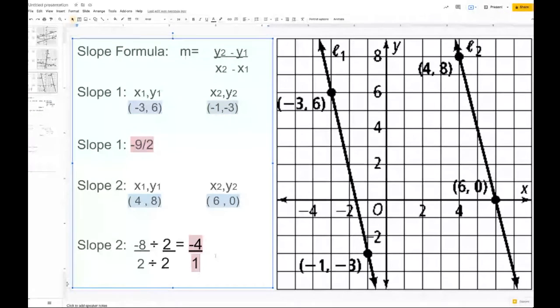It is not perpendicular as well, because one clue is they're not opposite integers. One's a negative and the other one's a negative as well. Here, you also have a reciprocal, they're not reciprocals of each other. 9/2's reciprocal is 2/9. This is 4/1, which is far away from the reciprocal of 9/2, which is 2/9. Okay, so the answer for this is neither.